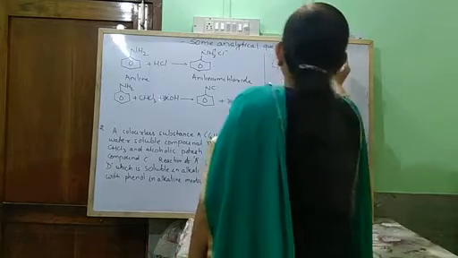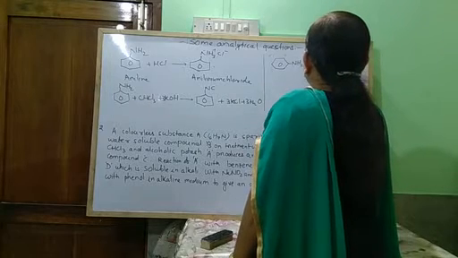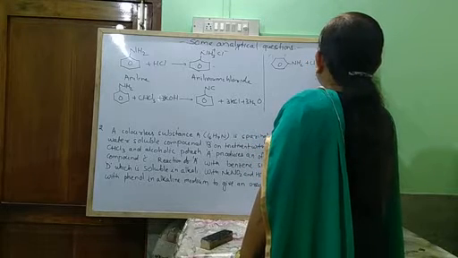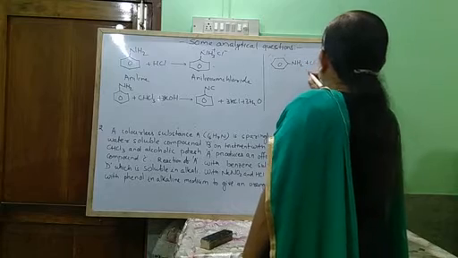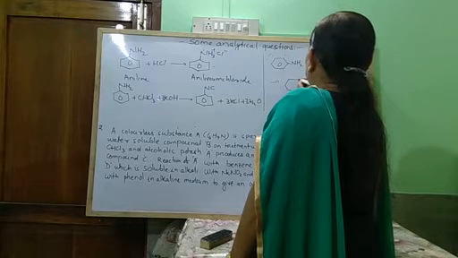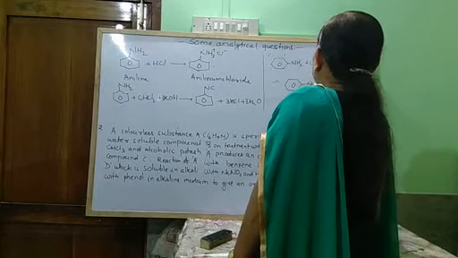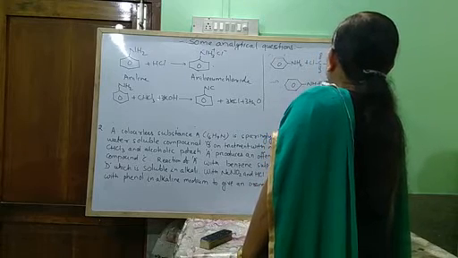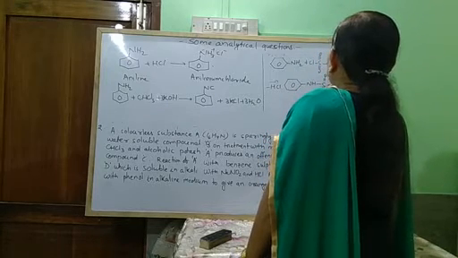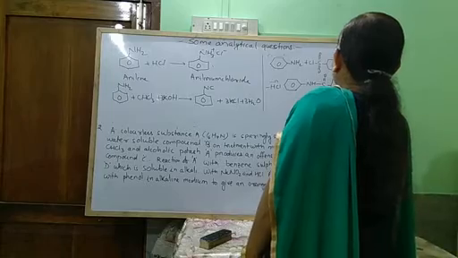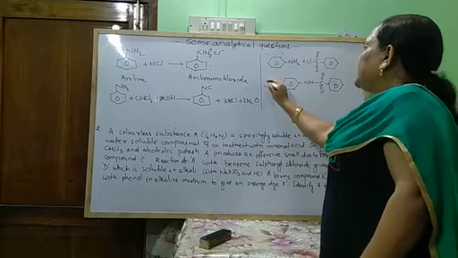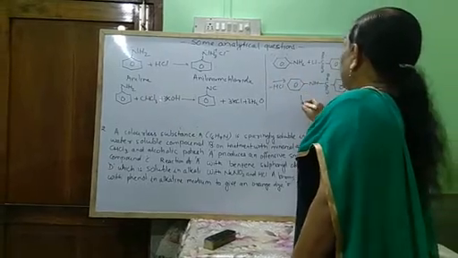So aniline plus benzene sulfonyl chloride forms N-phenyl benzene sulfonamide, with loss of hydrochloric acid.